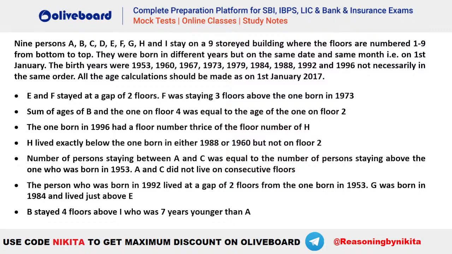So here we have people living in a building. Floor numbers are 1 to 9. And also they are born in different years, 1953 to 1996. The age calculation has to be done as per 2017. Okay. So check this out. Let's try.